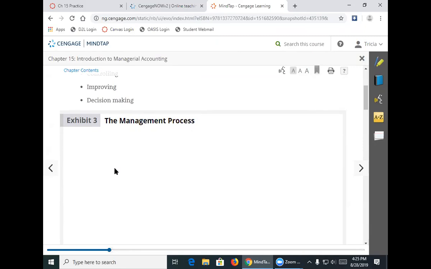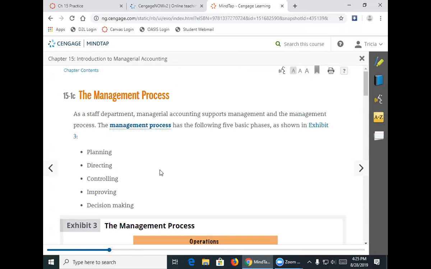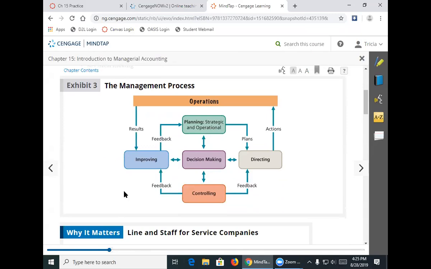So it's not going to pull up because it's special. But it's basically showing, if you can pull up exhibit 3. Oh, wait. I said that and then it came up.